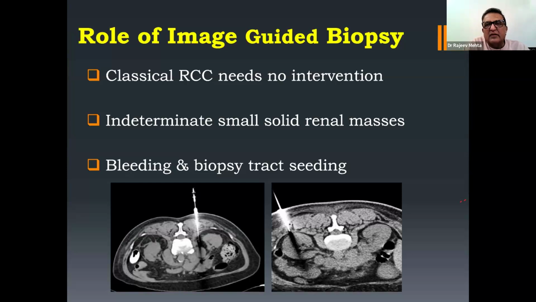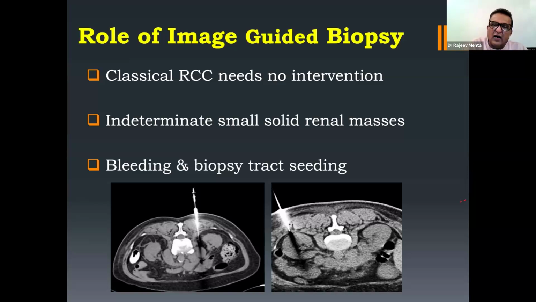Such cases become a little difficult, as they fall in the category of Bosniak type 2F, or even sometimes a solid hypodense lesion not showing classical enhancement, and require a biopsy before you undertake either radiofrequency ablation, transarterial embolization or surgical resection. Now, the biggest problem people thought about is that whenever you undertake such a tumor biopsy, there is a chance of bleeding as well as biopsy tract seeding.